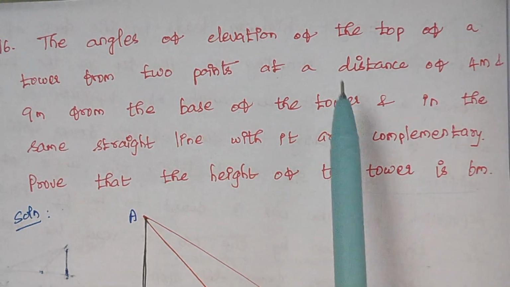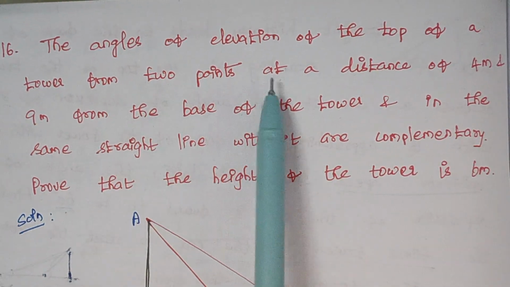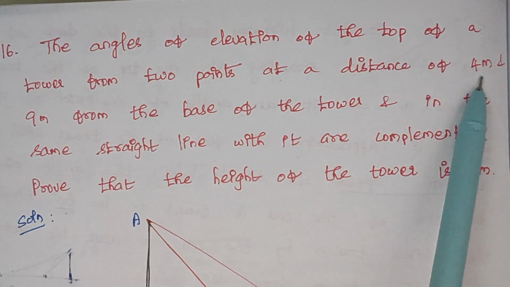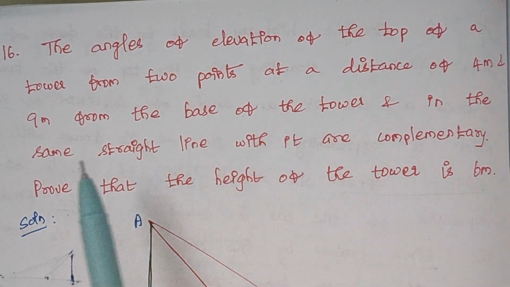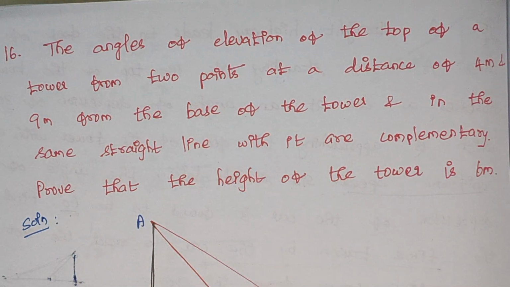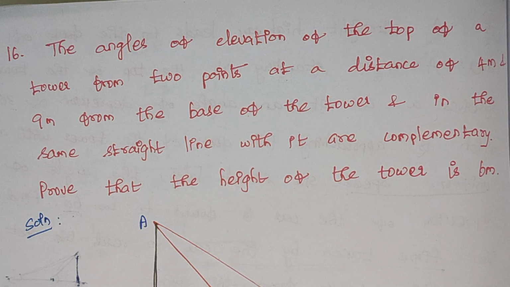Problem number 16. The angles of elevation of the top of the tower from 2 points at a distance of 4 meter and 9 meter from the base of the tower and in the same straight line with it are complementary, right? Prove that the height of the tower is 6 meter.